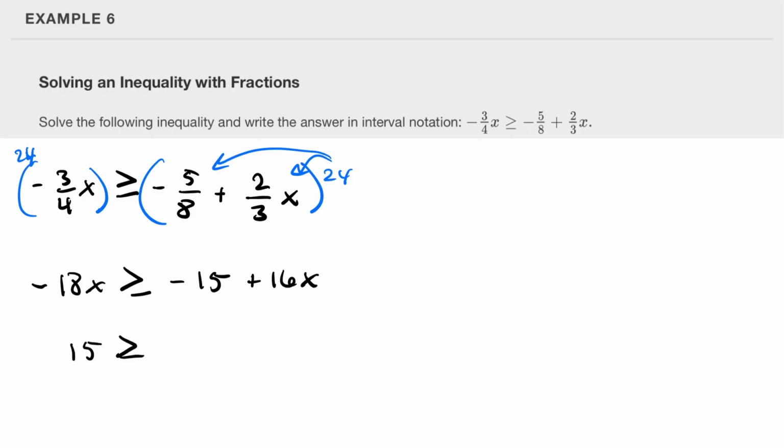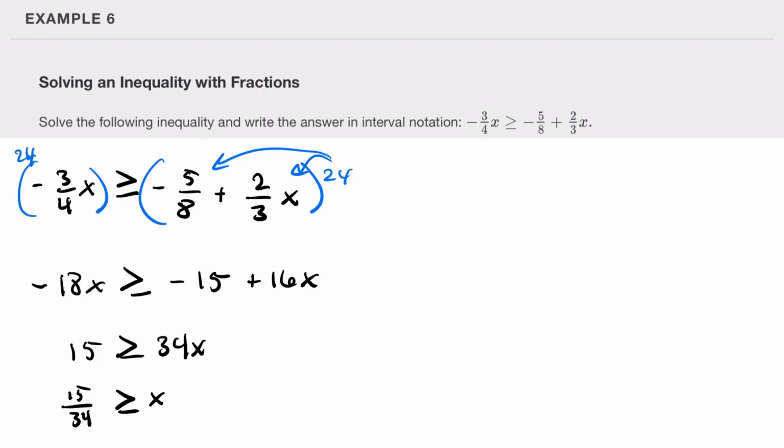Wait a minute. 26. Yeah, 34. And then I can divide both sides by 34. Let's see. That's what, 2 and 17? Okay, so it looks like we leave it as 15 over 34.